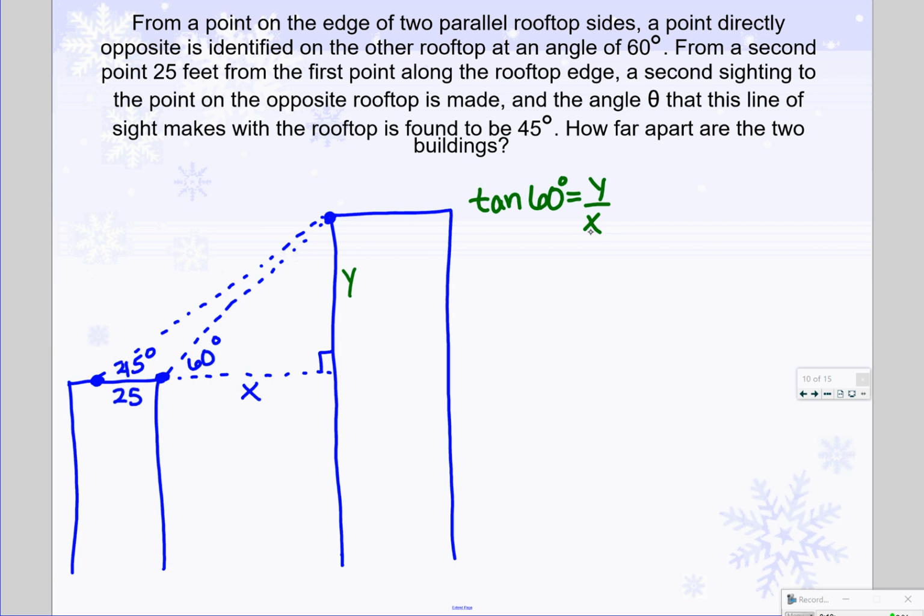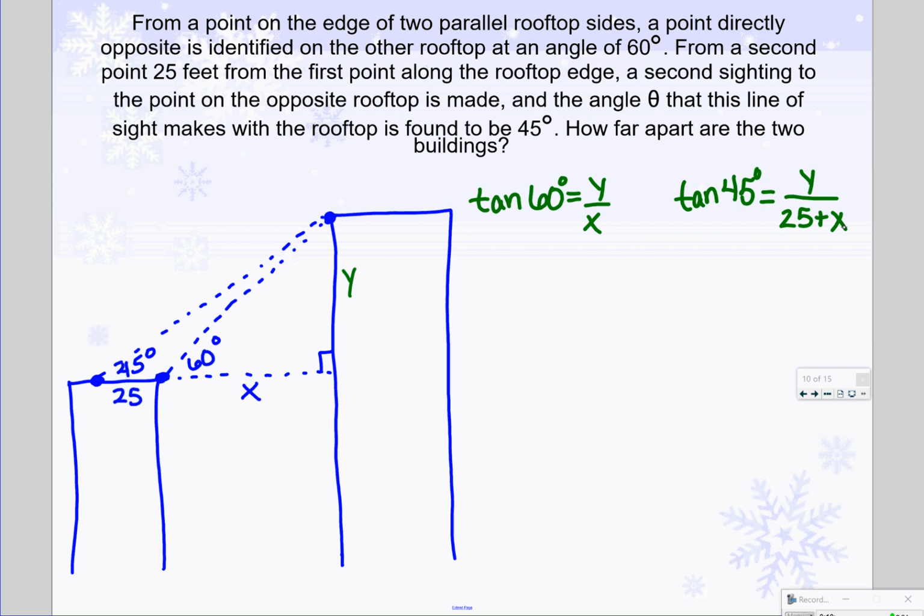Now, do you see the bigger triangle? How there's two triangles in this picture, two right triangles? Okay, so we're going to do the same thing for 45 degrees. Y is opposite 45 degrees, and this whole side, 25 and x, is the adjacent side. So again, I'm going to make a tangent function. Tangent 45 equals opposite y over the adjacent side, which is 25 plus x. What I've formed is a system of equations, two equations that have the same two variables.